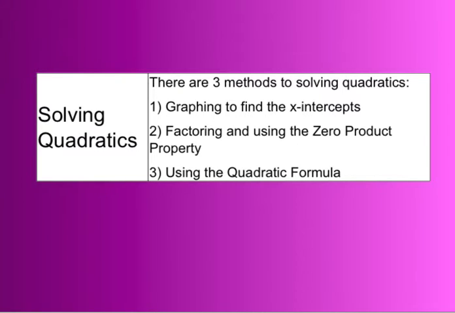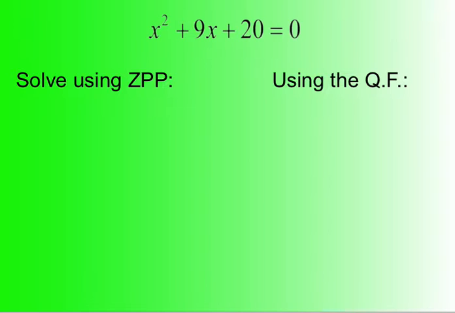So factoring, remember, that's when we set up the big X and then we factored by grouping. And the zero product property is when we set each factor equal to 0. Next, using the quadratic formula. When we use the quadratic formula, that's when we use x is equal to opposite of b over 2a. Okay, so let's go ahead and take a look at these methods.